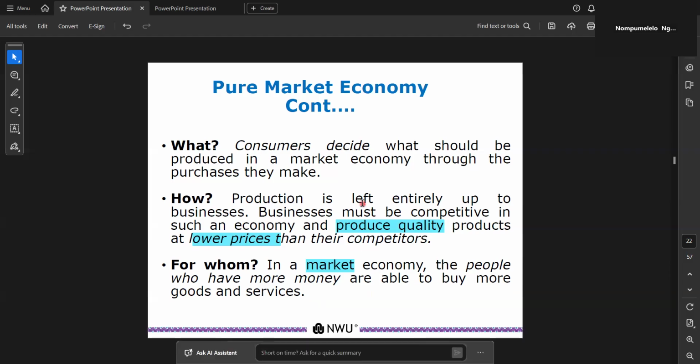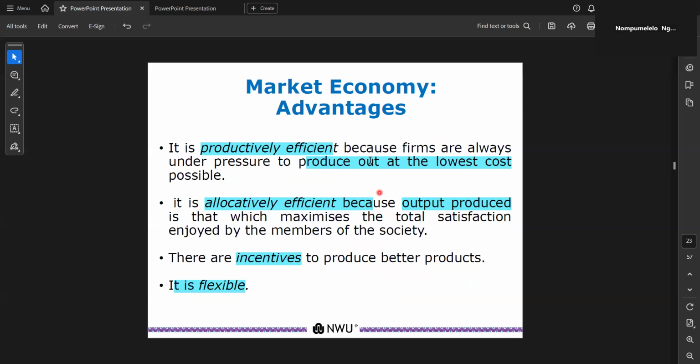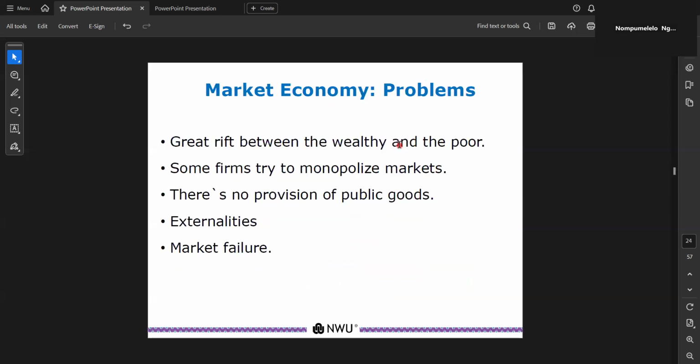So guys, you do get this slide. In a market economy, resources are privately owned. There's no government intervention. The consumers decide what to produce. The producers decide how to produce by looking at the demand of the consumers. For whom, in the market economy, those with more money can buy more goods and services. And then the advantages and the disadvantages you also have to know.